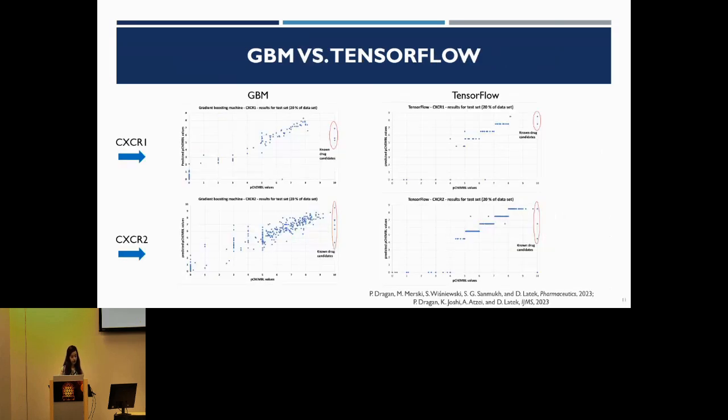LightGBM provides continuous activity values in contrast to the discrete ranges of activity values provided by the neural network. In tests performed for the chemokine receptor CXCR1, you can see that the activities of known drug candidates were predicted more accurately by the neural network, while the opposite is true for CXCR2. Compounds that had a pCampbell value of above around 5 were also predicted more accurately.